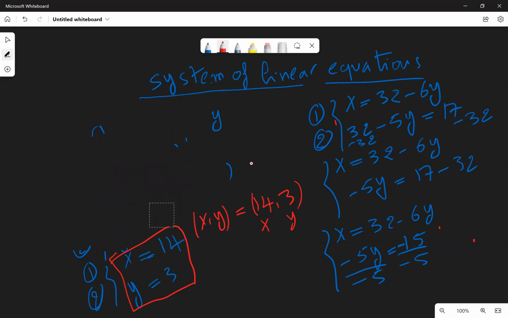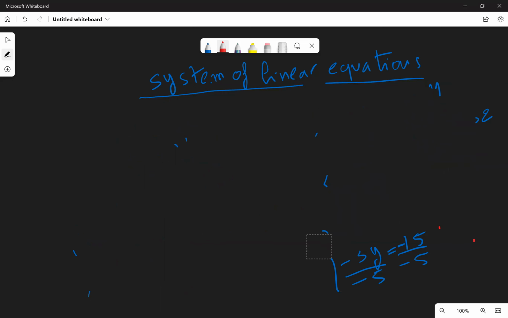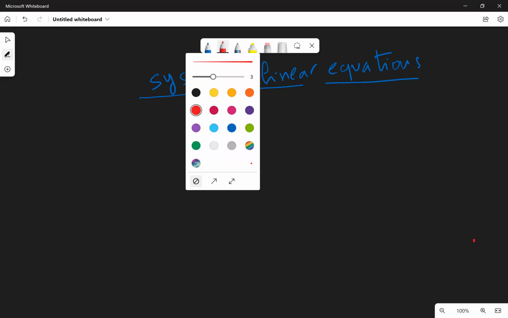So again, let me erase this board here. I'm gonna keep using x and y as variables, but you can get different variables in your exam or homework. It doesn't have to be x and y. It could be u, w, y, z. I'm just gonna go ahead and write another example. Let's use green this time.